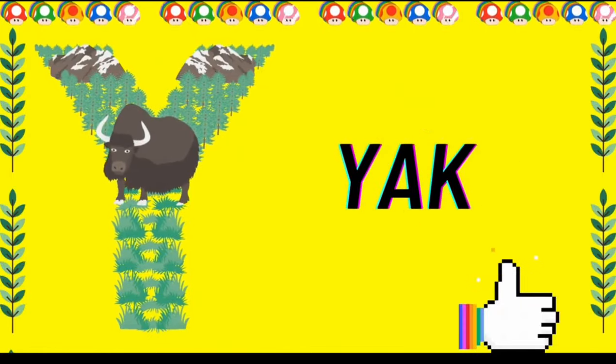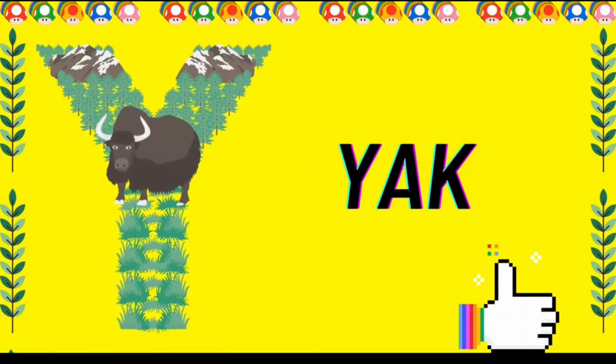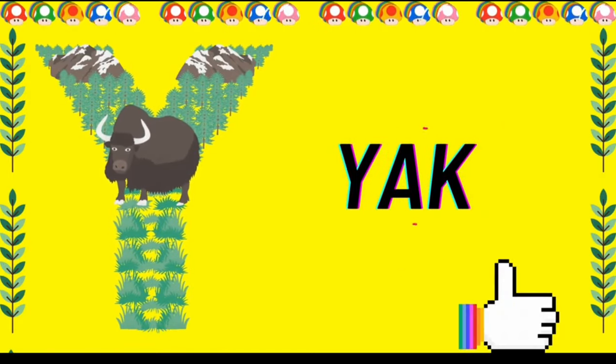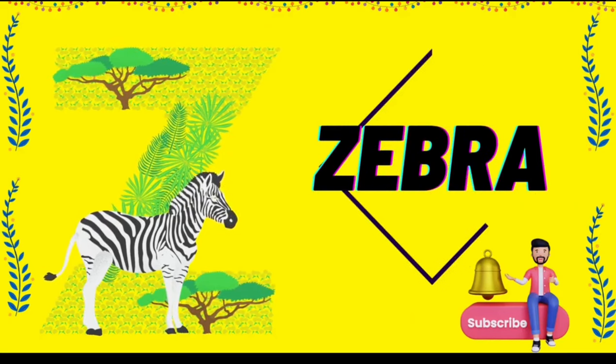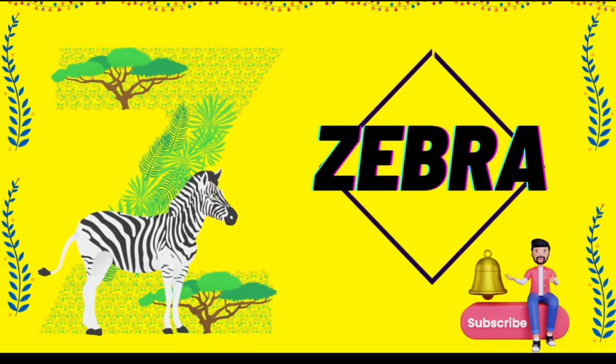Y. Y is for yak. Y-A-K. Yak. Z. Z is for zebra. Z-E-B-R-A. Zebra.